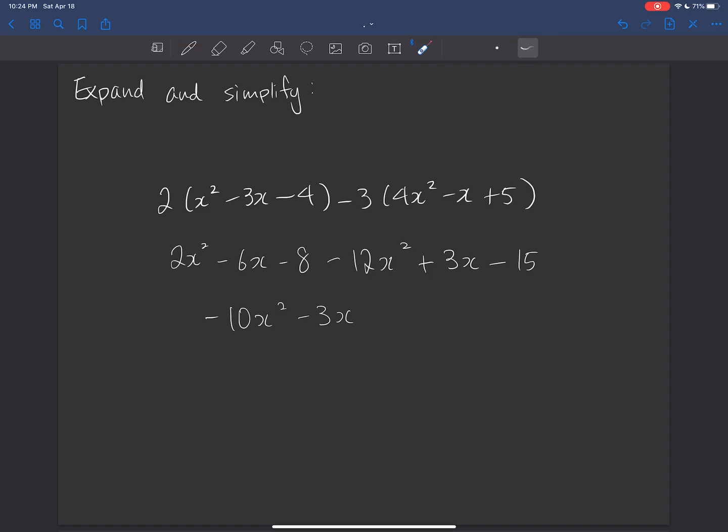And I have the negative 8 and then negative 15. So adding them together would be negative 23. And that's it.